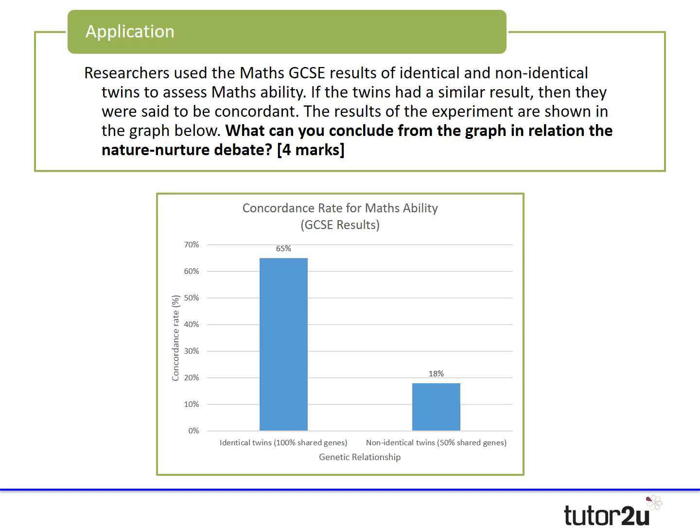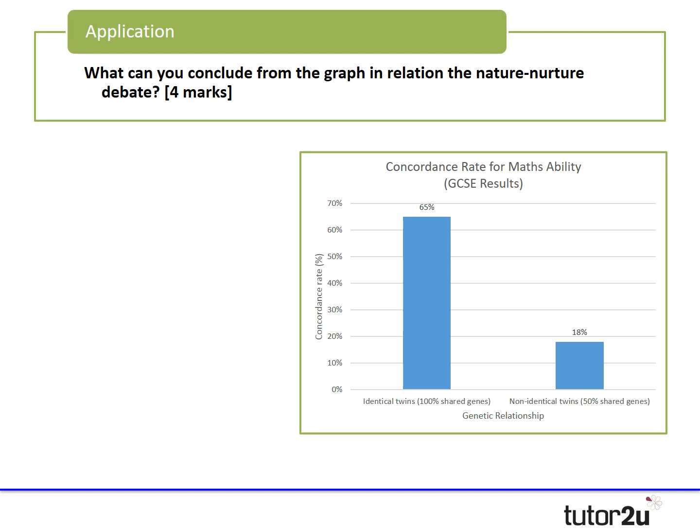On to the application question. So I've shown you the graph now. So researchers have used GCSE maths results of identical and non-identical twins to assess their maths ability. That seems a sensible measure. If the twins had similar results, then they were said to be concurrent. The results of the experiment are shown in the graph below. What can you conclude from the graph in relation to the nature-nurture debate? 4 marks, okay? So you see you've been given a graph there, and it says the identical twins have a concordance rate of 65%. The non-identical twins have a concordance rate of 18%. Just going to shift the question in the graph over so we've got some more room.